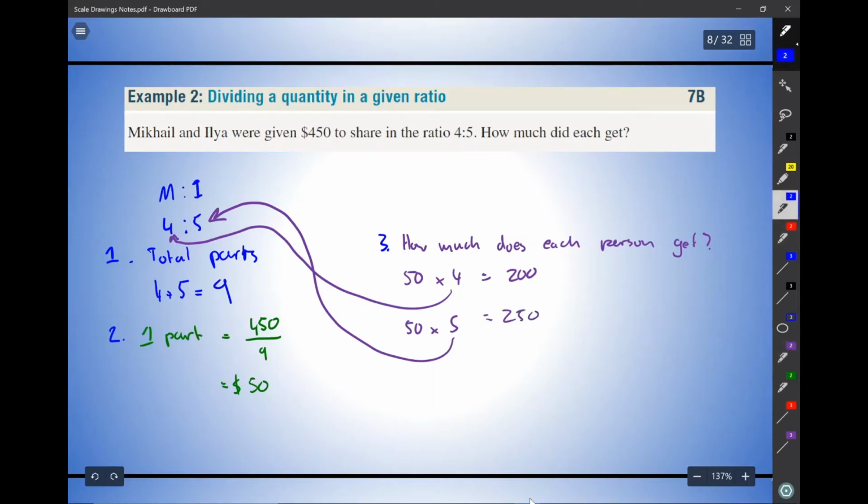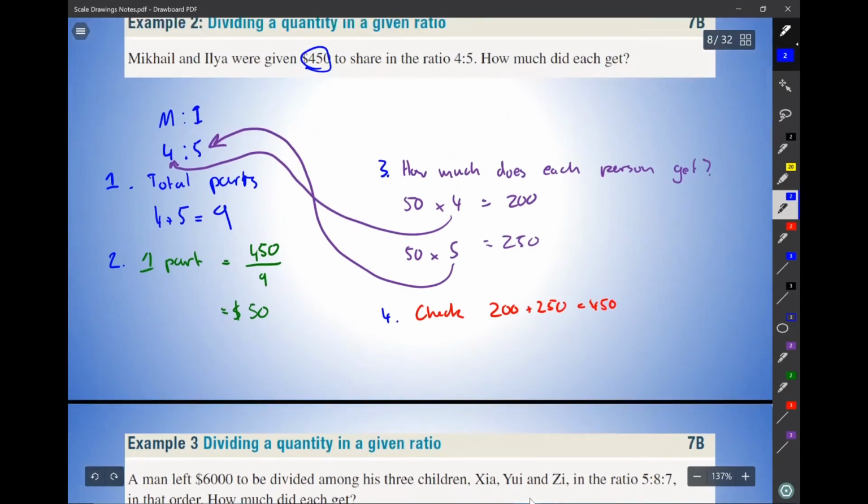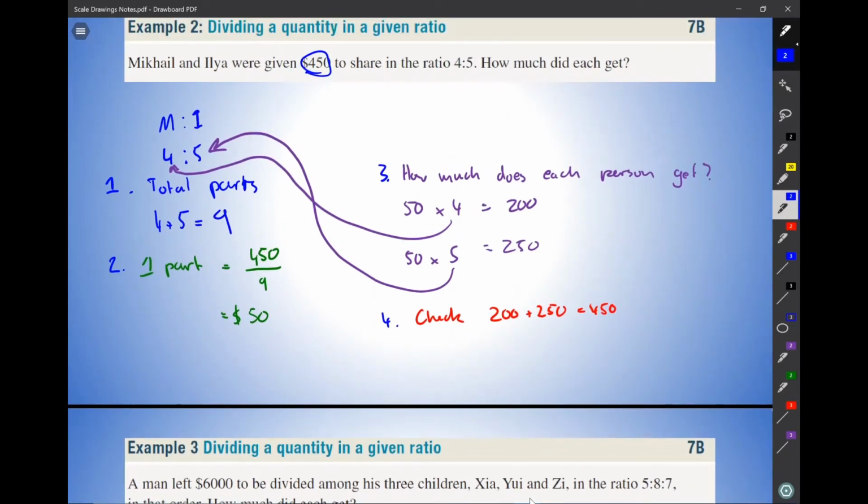And then the last part is to just check. 200 plus 250 does in fact equal 450. So we've fully divided the total original amount. And it might be good to end your solution by writing something like this. The original ratio, and just identifying clearly that you know how much each person gets.